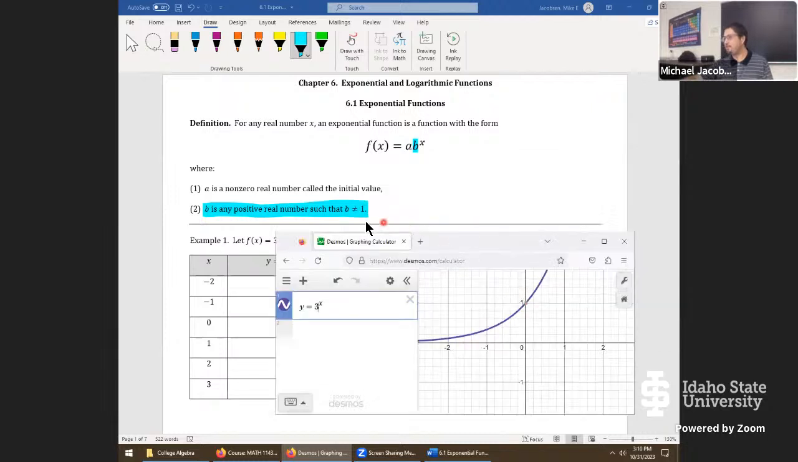But if you ever allowed your base to equal 1, here's what would happen. It's just boring. It's a horizontal line. This is literally the equation y equals 1. You're just raising 1 to the power of x. It's going to be 1 itself, whether the x is there or not. So that's the only reason we're eliminating that possibility for b.